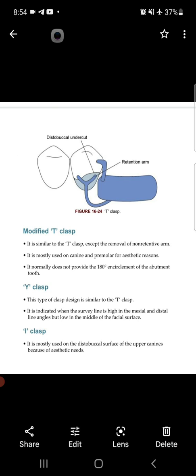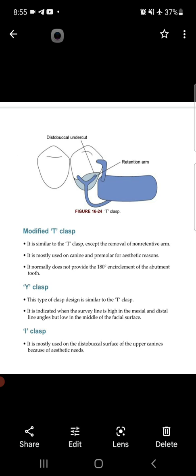It is indicated when the survey line, we create the line with the help of the surveyor appliance. This is known as the survey line. If the survey line is high in the mesial and distal line angle but low in the middle of the facial surface, this is Y clasp. Next is the I clasp.